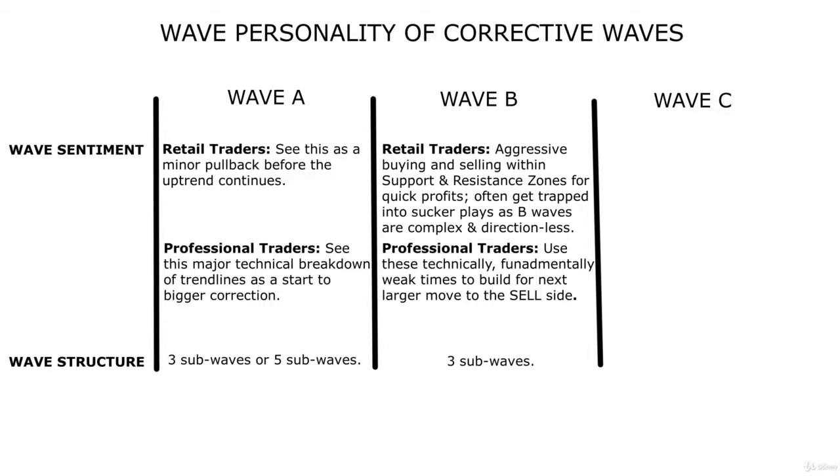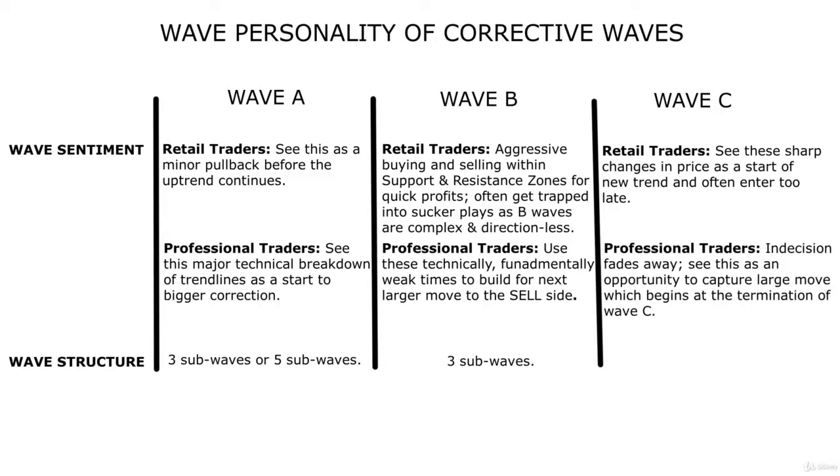Wave C. Wave C is the third and final wave in a correction, and it has the characteristics of a third wave, just like the third wave within a 5-wave advance. The indecision during wave B tends to fade away as prices fall sharply. Advancing C waves within downward corrections and larger bull markets are often seen as a start of a new downswing by novice traders, especially as they unfold in 5 waves.